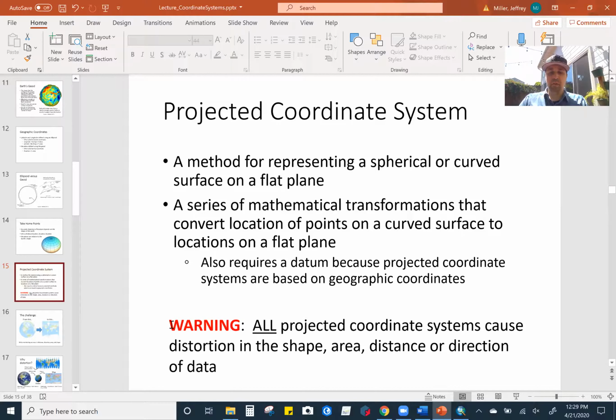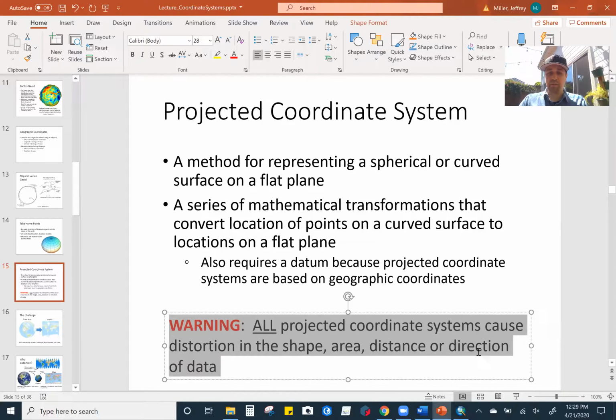Yeah, I kind of said this already, but let me repeat that. What this all entails, and something that's very important to know theoretically, is that all projected coordinate systems, taking that three-dimensional sphere, ball, ellipsoid, whatever form you want to look at it, when you flatten that out, you're going to end up causing distortion to the shape of something, or the area and size of something, or the distance or direction of something.